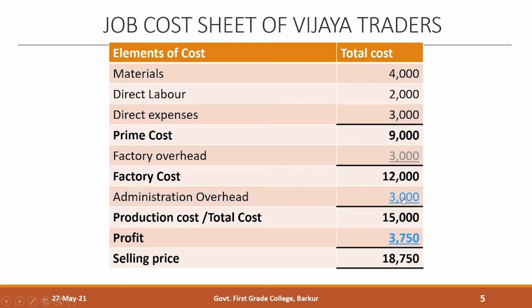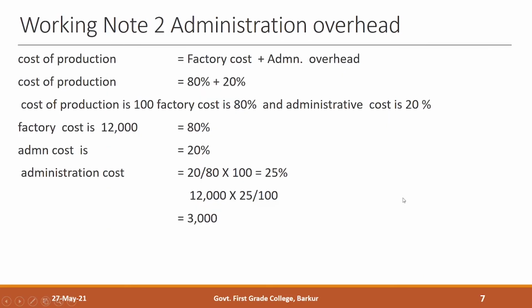Now to arrive at the administrative overhead, we use the same calculation, but here the cost of production is factory cost plus administrative overhead. If the cost of production is 100 and the administrative overhead is 20%, then the factory cost should be 80%. The factory cost is arrived at 12,000. We have seen in the previous slide. If the factory cost is 12,000, which is equal to 80%, administrative cost is 20%, then what is the amount?